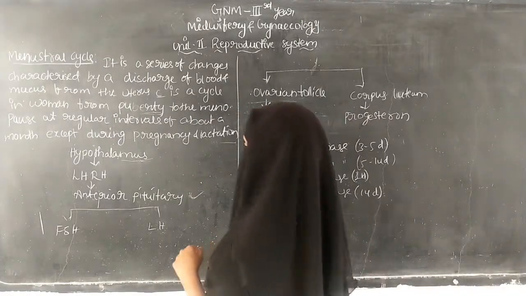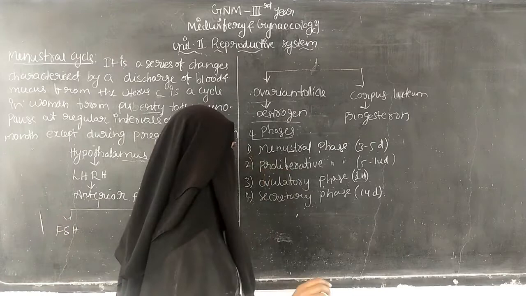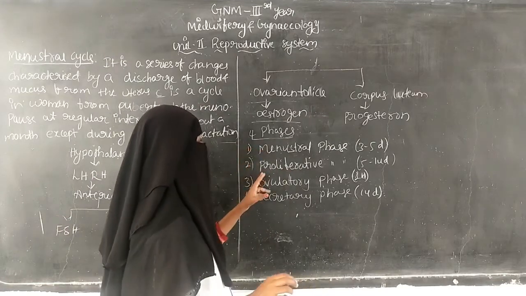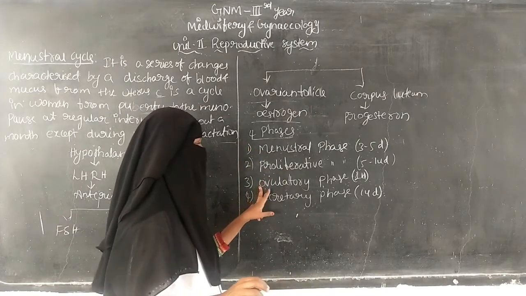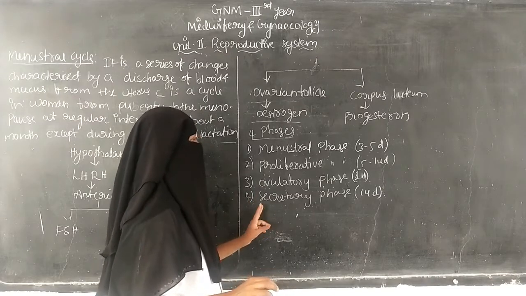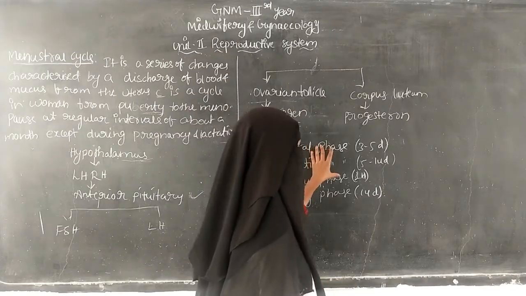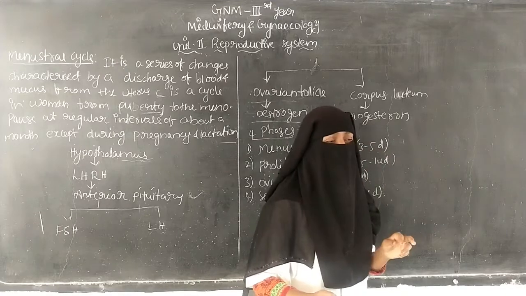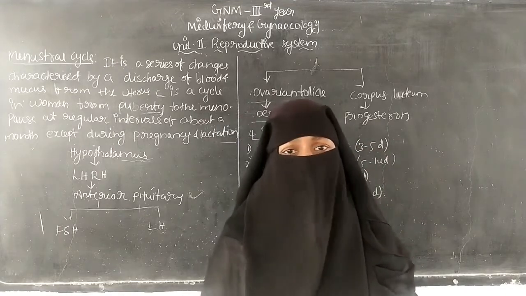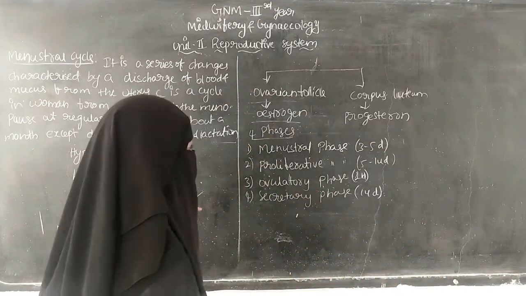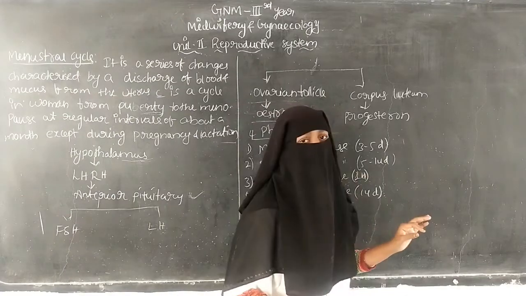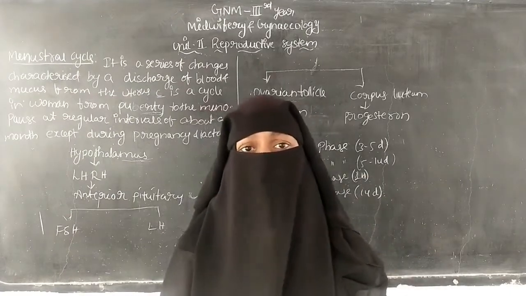In the menstrual cycle there are 4 phases. It includes the menstrual phase, the proliferative phase, the ovulatory phase and the secretory phase. So the menstrual phase lasts 3 to 5 days. In this menstrual phase, the ovum is not fertilized and the corpus luteum degenerates.